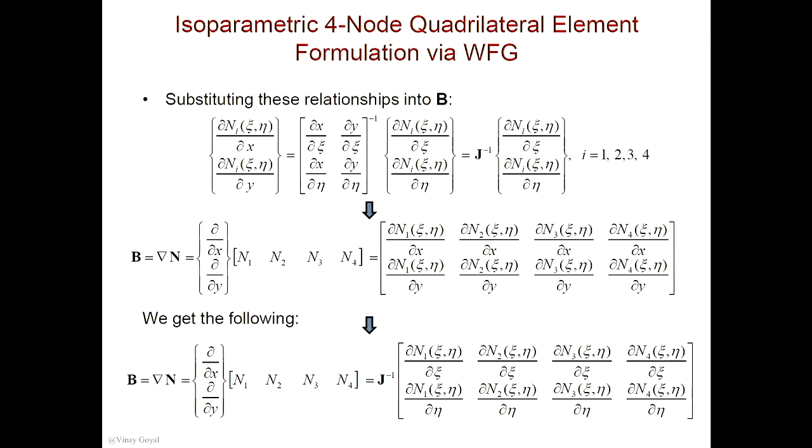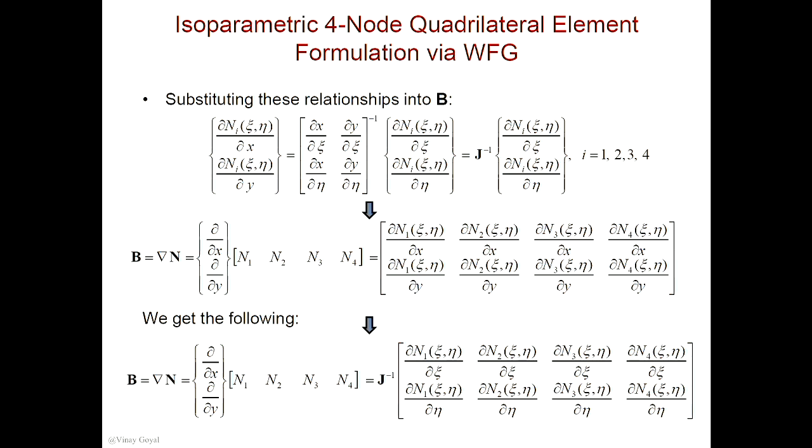Do you have a question? That J at the very bottom, is that a 2x4? J is a 2x2. So this is 2x2. This is 2x4. So then I get a 2 by 4, which is excellent. That's what I want. Excellent question. Thank you for asking that.